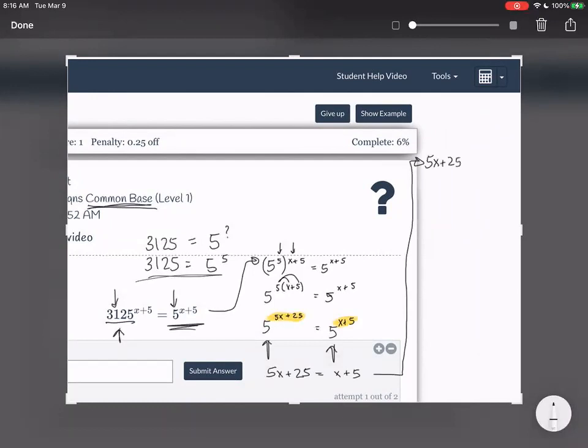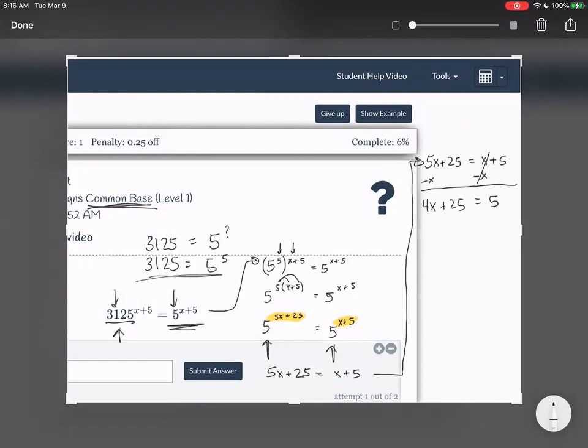But all we did now is just take the exponents, set them equal to each other, and we can solve from here. So to solve from here, I'm going to bring all the x terms to one side. So I'm going to minus x. Those cancel out, and then we're just left with 5 on this side. 5x minus x is 4x, and then the plus 25 just comes down.